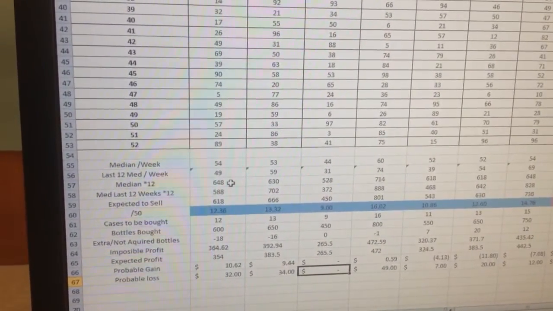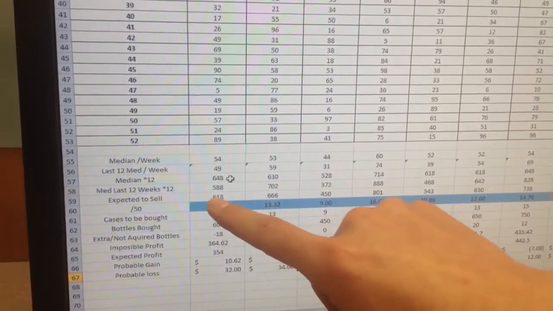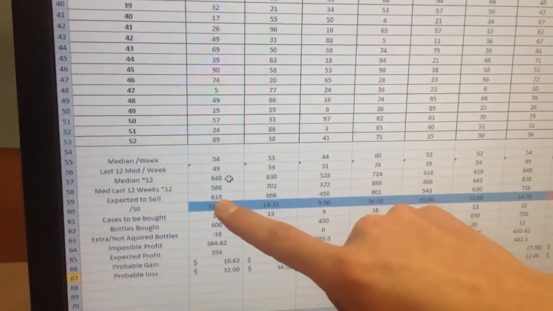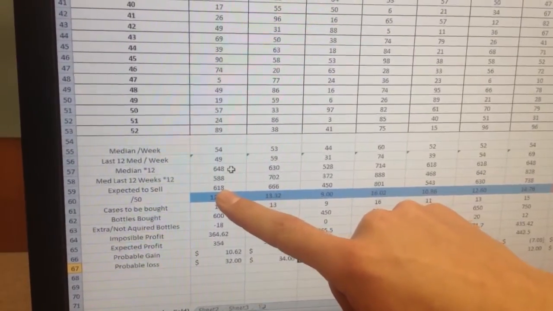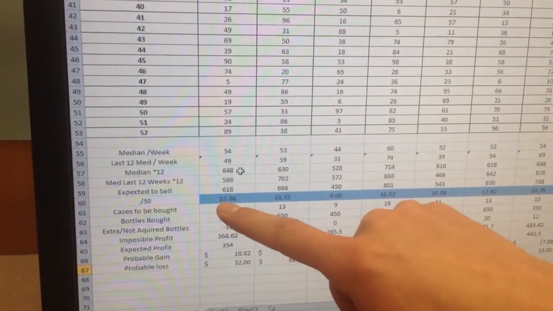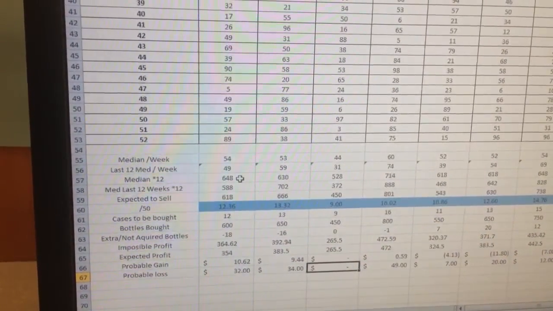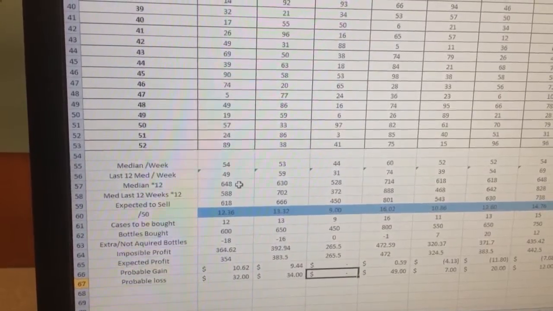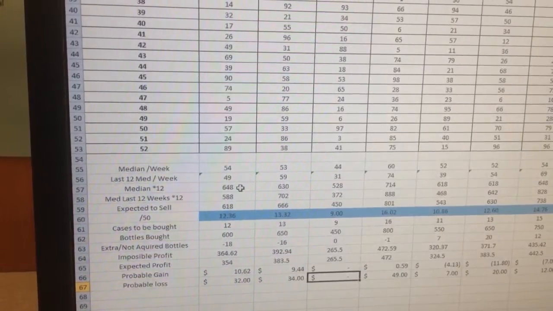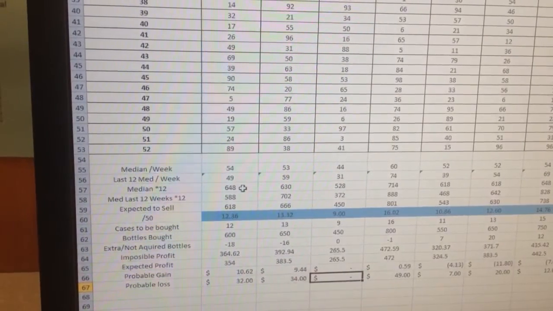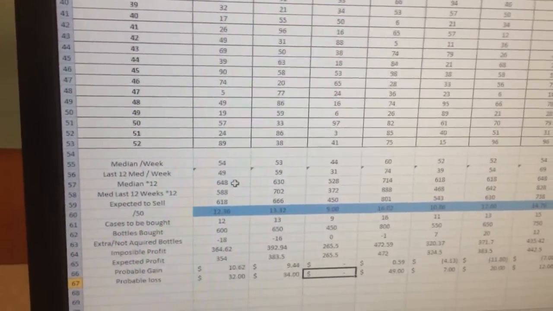Here we expected to sell 618 bottles for the last quarter. So we took that divided by 50, because there's 50 bottles in the case, and we come up with 12.36. To decide if we wanted to buy another case or not, we just rounded down to the lower decimal place. We also came up with another way to assist our decision, which Colby is going to take over now and explain.